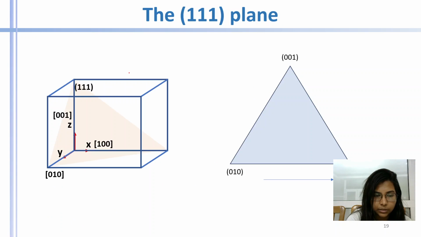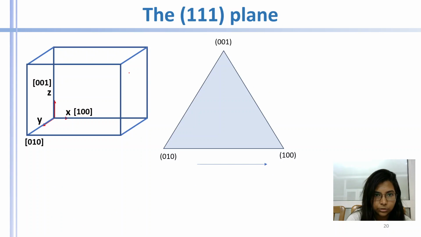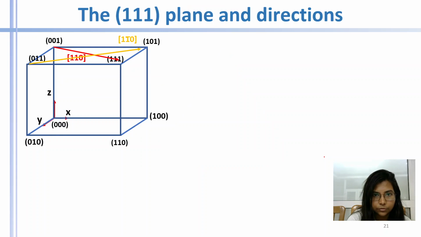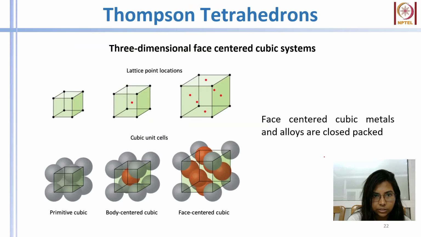Okay, 111 plane. So this is the 111 plane. Then this is the 111 bar plane. So if I take out this 111 plane, this coordinate is what? This is my 001, this is my 010, and this is my 100, right? So these directions and all we have found out. From these planes and its directions, we come to what is known as the Thomson's tetrahedra.